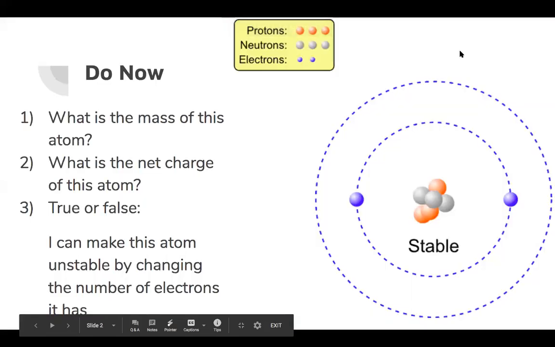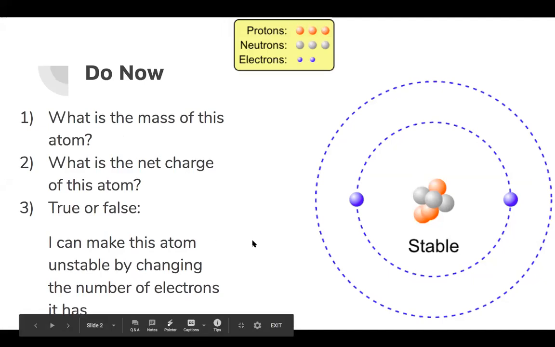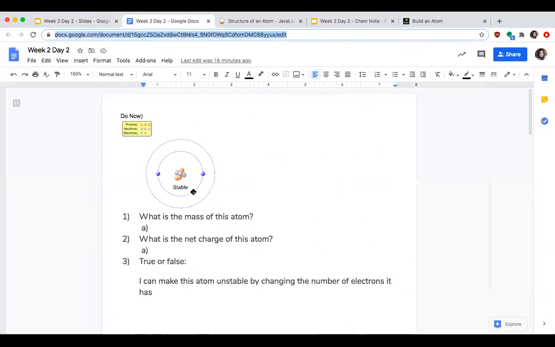Okay, got a Do Now just to warm us up though. We've got an atom on the right hand side of the screen. We're asking a couple of questions here. What is the mass of this atom? What is the net charge of this atom? And here's a true or false: I can make this atom unstable by changing the number of electrons it has. True or false to that one? You will answer that on your sheet for today.